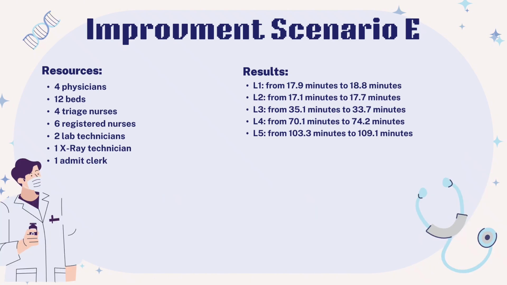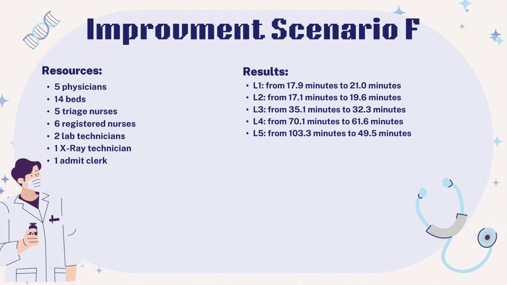We added one more triage nurse. And as you can see here in the results, we had some increase in our waiting time, and we had no improvements. The final scenario combined our scenarios A, B, and E, which is adding 1 physician, 2 beds, and 1 triage nurse, which helped a little bit for level 3 and level 5, but however level 1 and level 2 increased their waiting times.